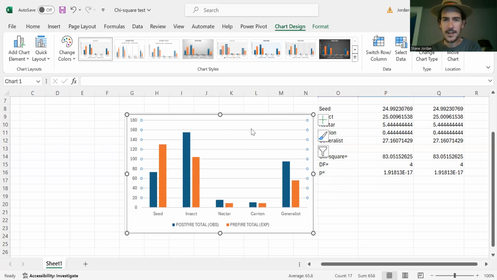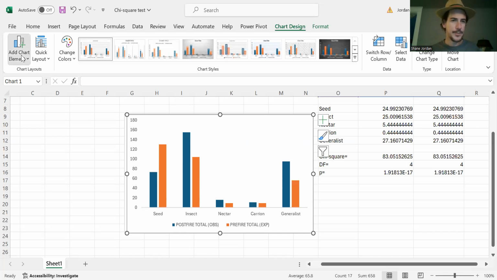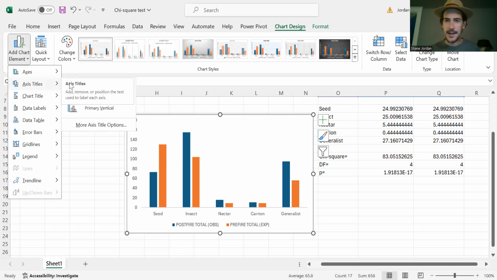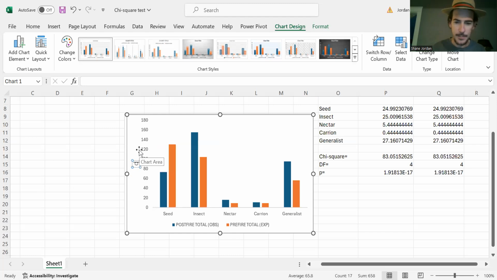Chart titles, I think, aren't very informative. I would take that out. The lines, I don't think are very informative. I would take them out. And then all we really need to do is add a title to the y-axis. And what does the y-axis represent? It represents counts. So we just put counts. And now we have a nice plot.